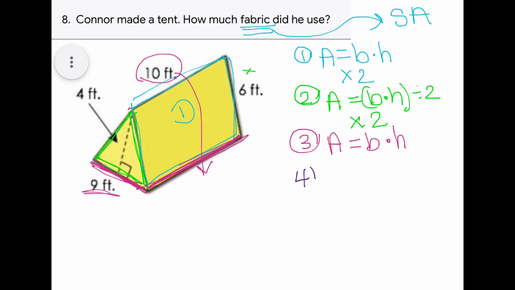And our fourth step is, because we're finding our surface area, we need to add up all of our areas. So we need to take this area of the side rectangles plus the area of the 2 triangles plus the area of our bottom base, and that will give you your total surface area.